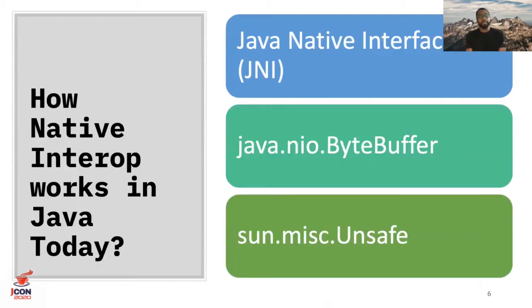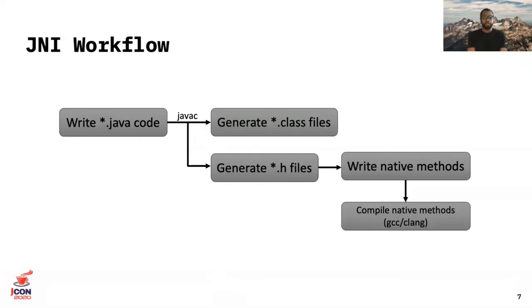Next slide. So the current solution for native interop today, the main one, is JNI, Java Native Interface. And this is often used in conjunction with ByteBuffers and Unsafe. We're going to take a look at an example next to see how this works.